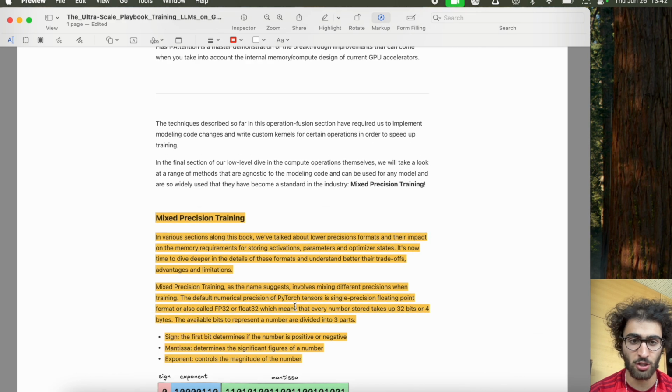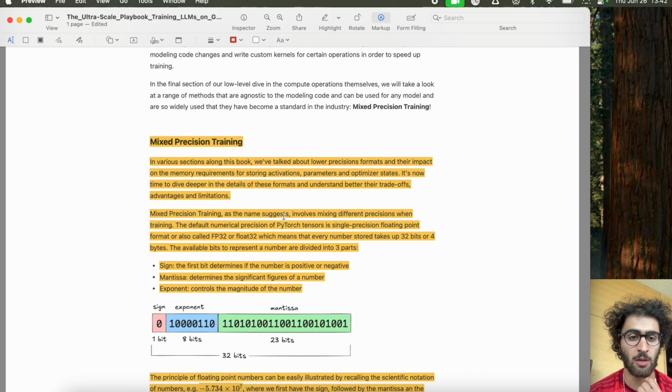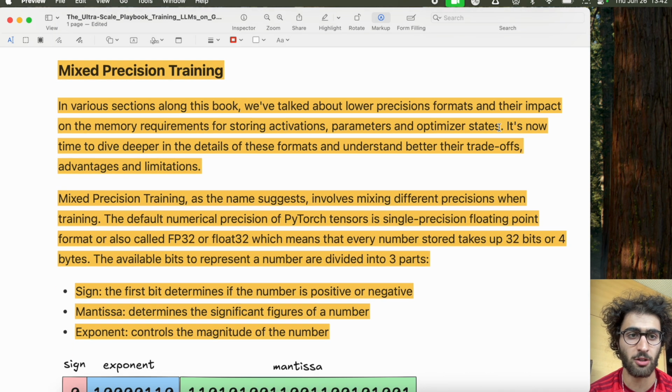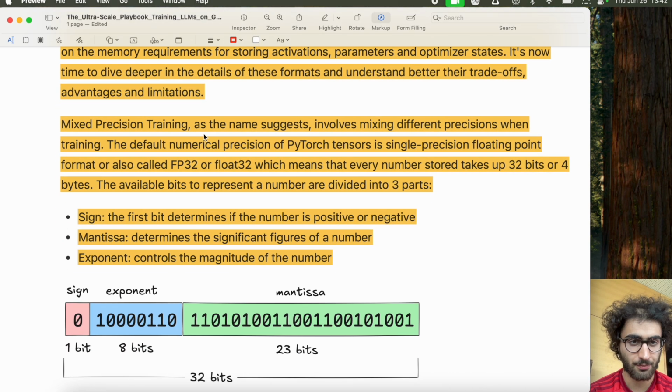So I just wanted to jump straight into mixed precision training instead, which is the last topic in this playbook, and one which I have quite a lot of knowledge on, so I'm happy to talk about it. And let's start. In various sections of this book, we talked about lower precision formats and their impact on the memory requirements for storing activations, parameters, and optimizer states. And now we're going to dive deeper into the details of these formats.